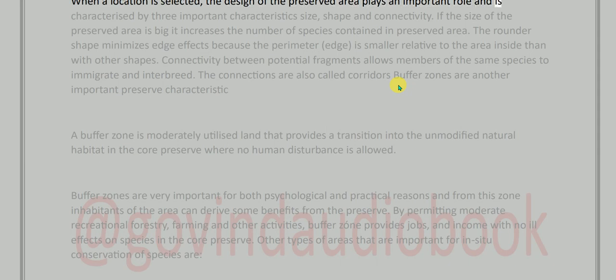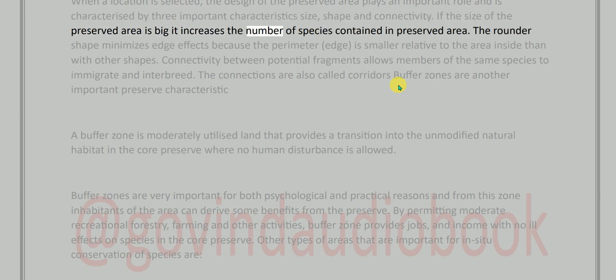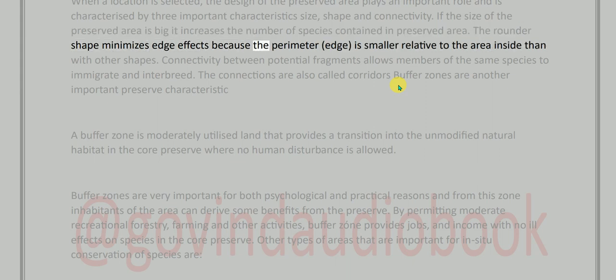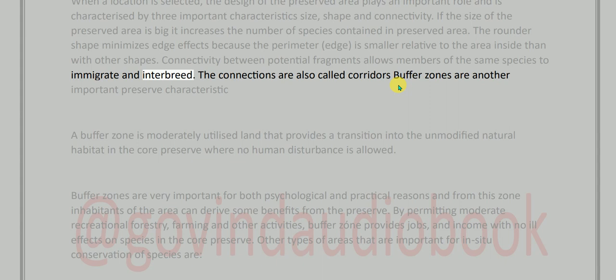When a location is selected, the design of the preserved area plays an important role and is characterized by three important characteristics: size, shape, and connectivity. If the size of the preserved area is big, it increases the number of species contained in the preserved area. The rounder shape minimizes edge effects because the perimeter, or edge, is smaller relative to the area inside than with other shapes. Connectivity between potential fragments allows members of the same species to immigrate and interbreed. The connections are also called corridors.